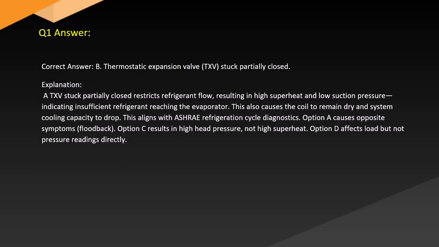Answer. Correct answer: B. Thermostatic expansion valve TXV stuck partially closed. Explanation. A TXV stuck partially closed restricts refrigerant flow, resulting in high superheat and low suction pressure, indicating insufficient refrigerant reaching the evaporator. This also causes the coil to remain dry and system cooling capacity to drop. This aligns with ASHRAE refrigeration cycle diagnostics.